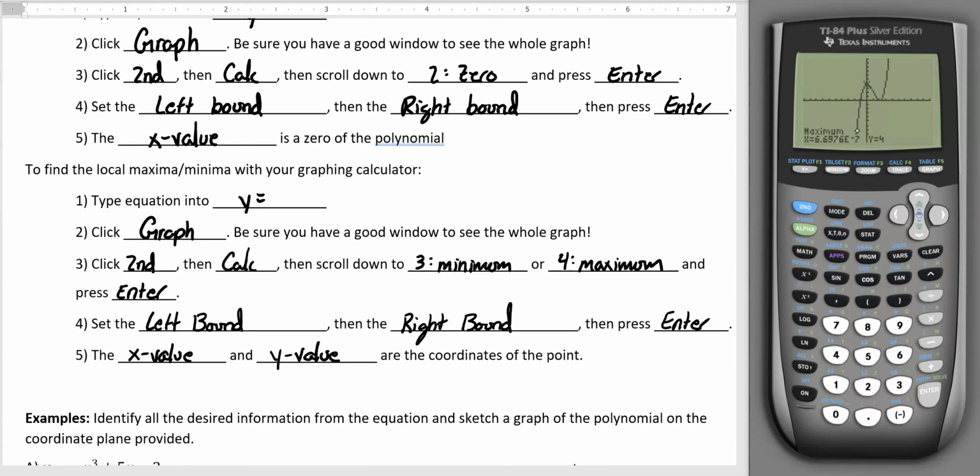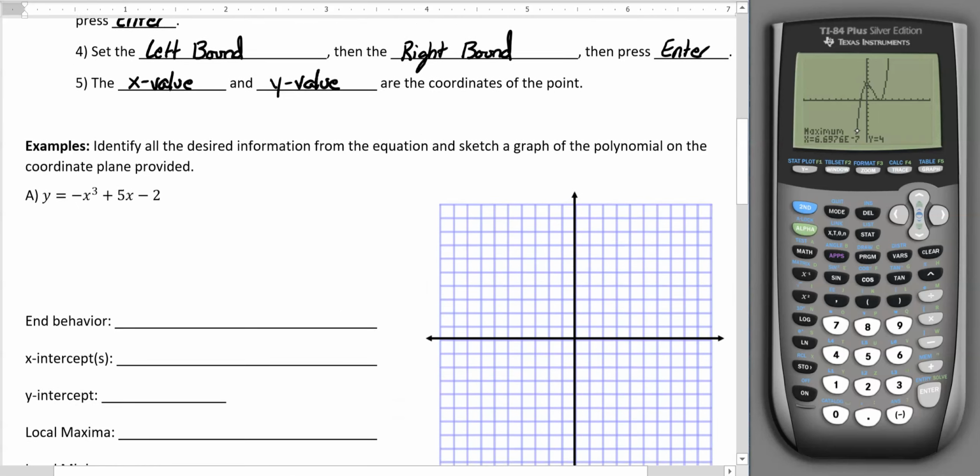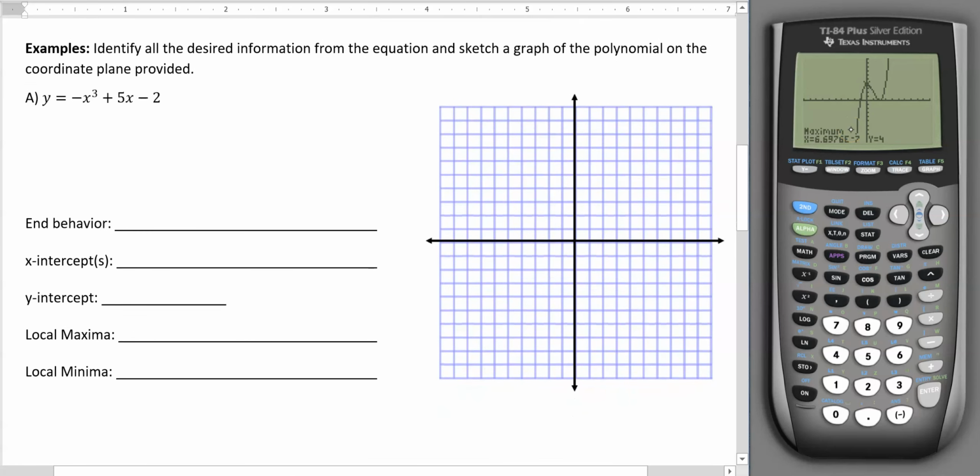That's how we're going to use our calculators. The rest of the stuff we can pretty much do without a calculator. So here is an example problem: identify all the desired information, sketch a graph, and plot on the coordinate plane provided. Looking at what we've done so far, I'm going to clear our y equals here.